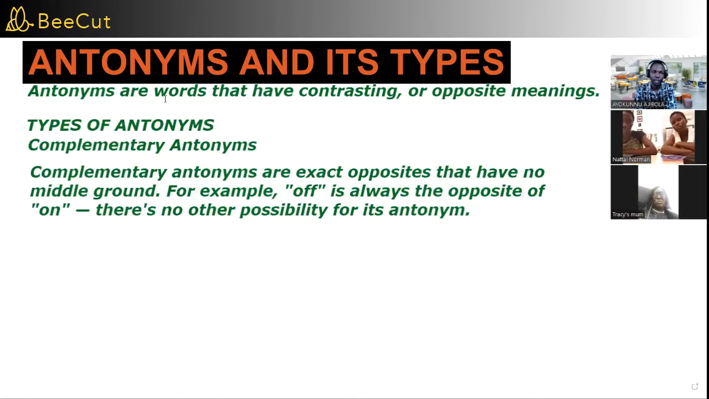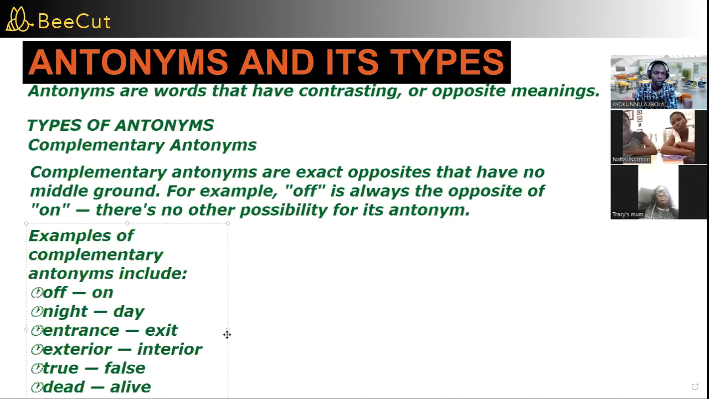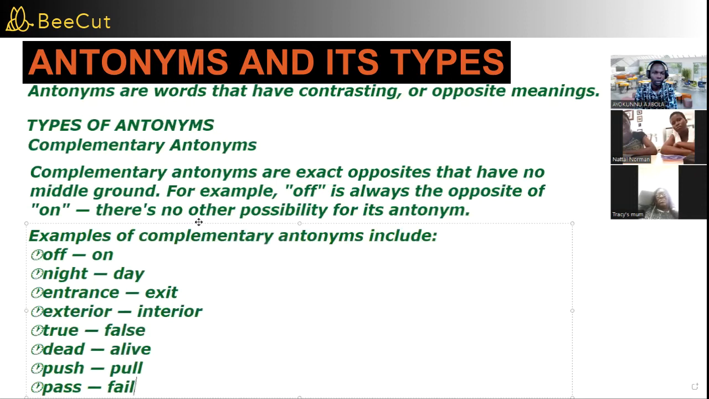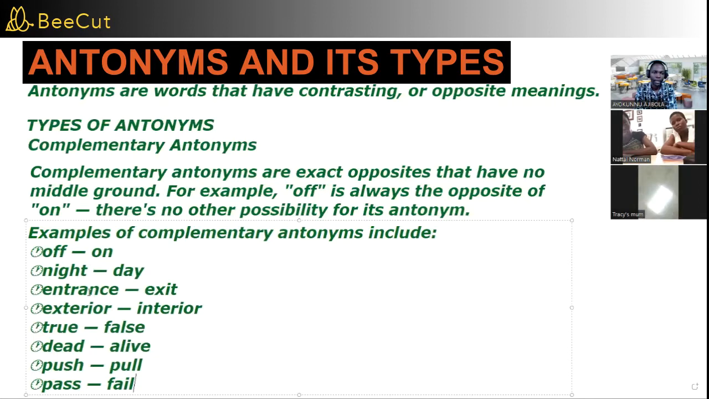So what are antonyms again? These are words that have contrasting or opposite meanings. So we're going to look at more examples of complementary antonyms now. More examples of complementary antonyms include antonyms like off, on, night, day, entrance, exit, exterior, interior, true, false, dead, alive, push, pull, pass, fail.